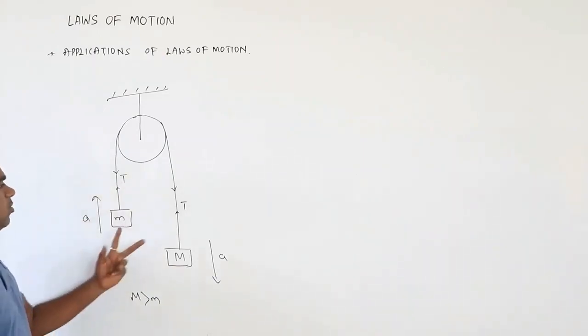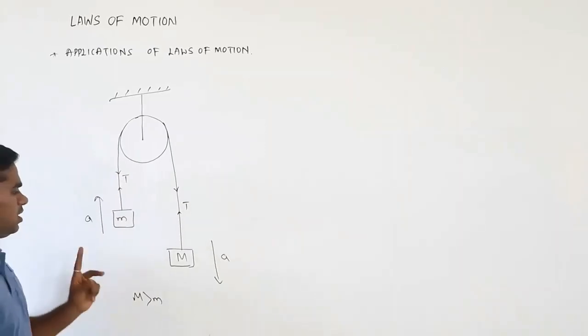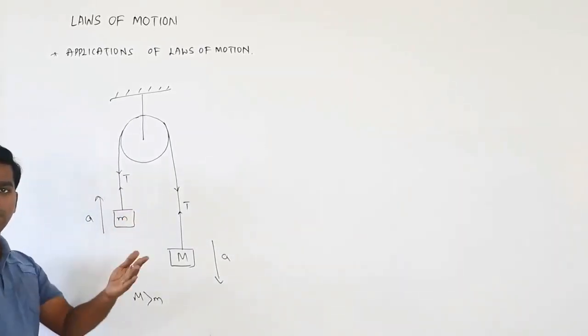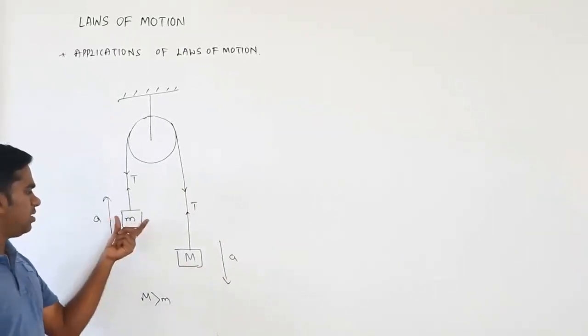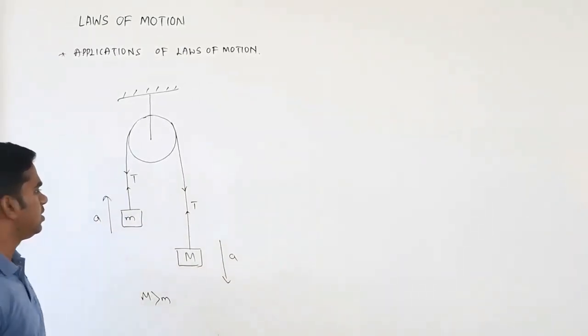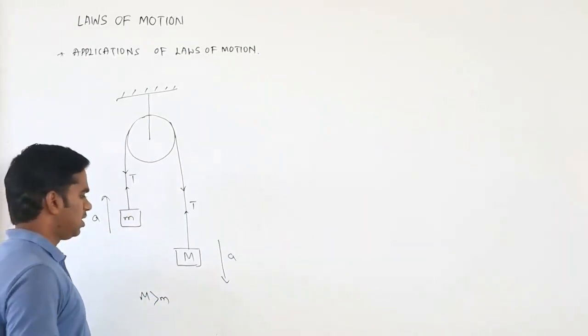Why? Because both are connected and there are no in-between bodies. As in our last example, your cart and horse have the same acceleration. Here also the mass M and this M have the same acceleration. So to find the acceleration of this system, we can use our laws of motion.